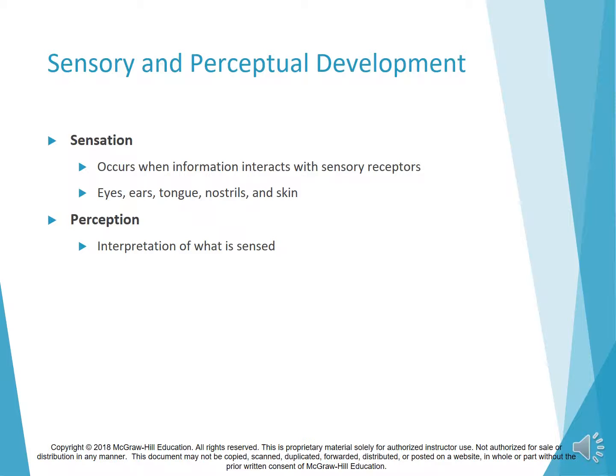So in an example of, say, hearing, there would be sound waves that come into our ear, hit our eardrum, causing vibrations. Those vibrations then are transferred into neural impulses that go to our brain. That's the sensation part of that. The perception part is then when our brain interprets that and says that is whatever it is we're hearing, whether it's a person's voice or the sound of a bell ringing or whatever that might be.